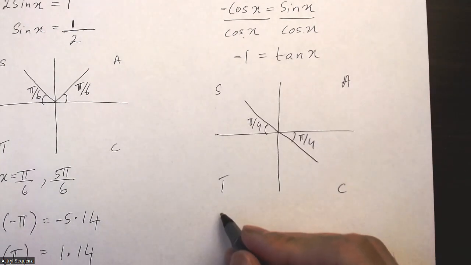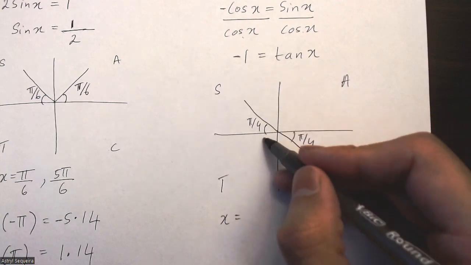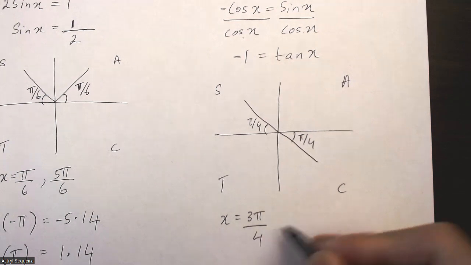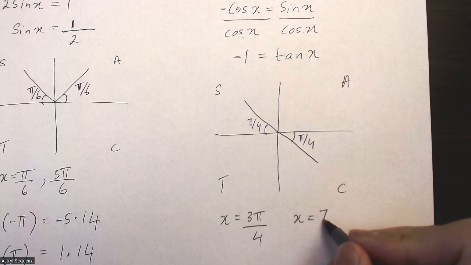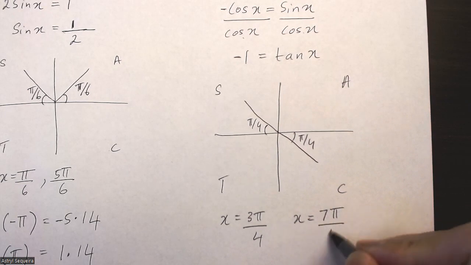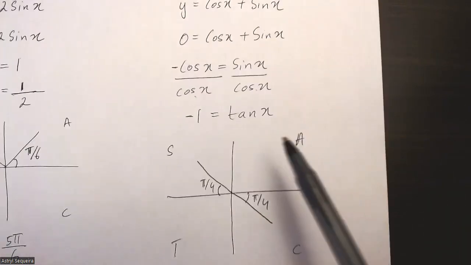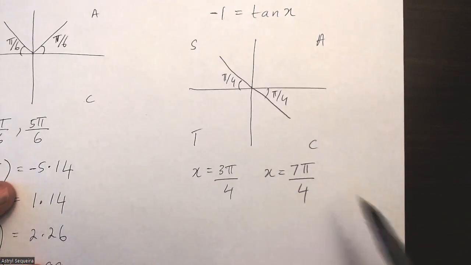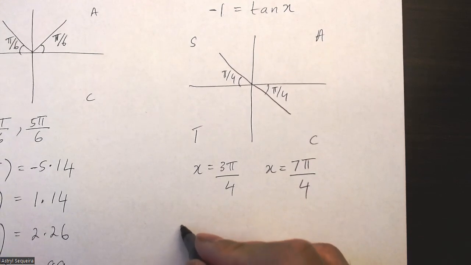Then my two solutions here between 0 and 2 pi are x equals, this is pi minus pi over 4, which is 3 pi over 4. And this one is 2 pi minus pi over 4, which is 7 pi over 4. Now my initial range was between 0 and 2 pi, and I know that for tan x equals -1, there are only two solutions between 0 and 2 pi. So I'll test my endpoints.